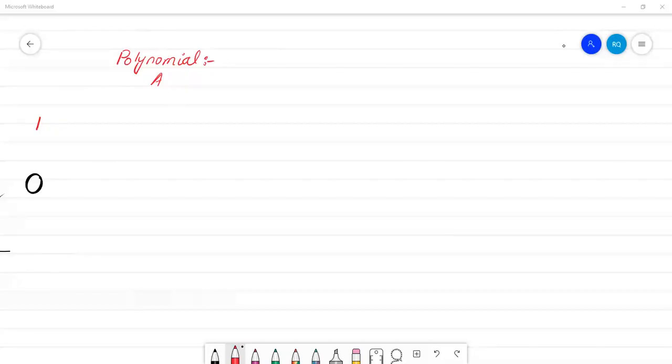Okay, today we will start the topic polynomial. First, I will explain what the polynomial is, then the long division, the concept of the polynomial, then we have the synthetic division.